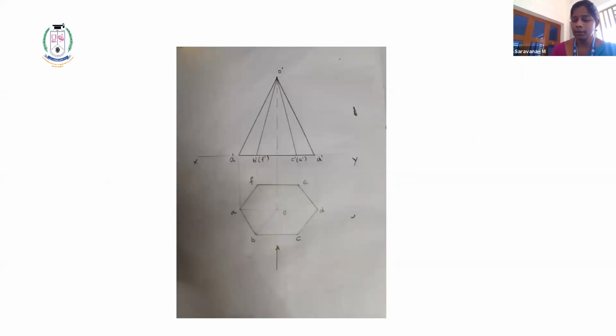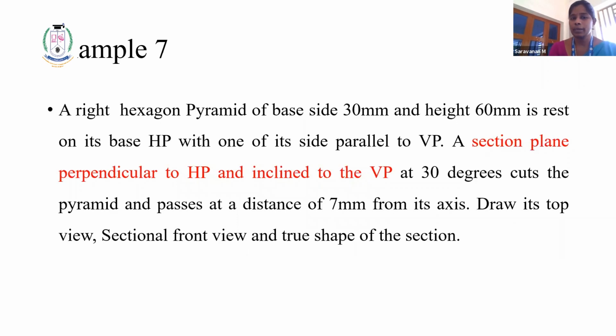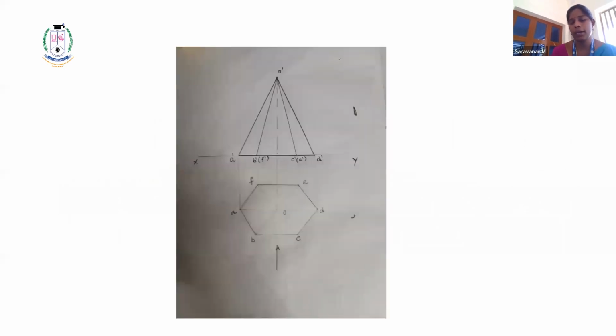Again, it is a hexagon pyramid. The condition is the hexagon pyramid of base side 30 mm, height 60 mm rests on its base on HP with one of its sides parallel to VP. One of its sides parallel to VP means you have to place the solid like this. One of the base sides is parallel to VP, so one of the base sides will be parallel to XY. So you have to place the solid like this.